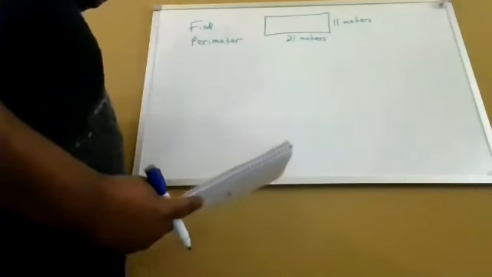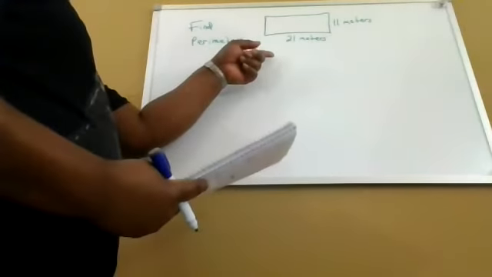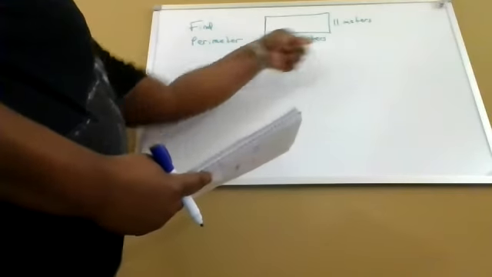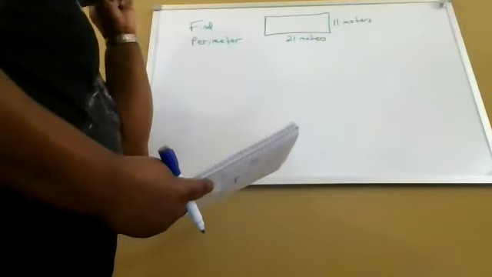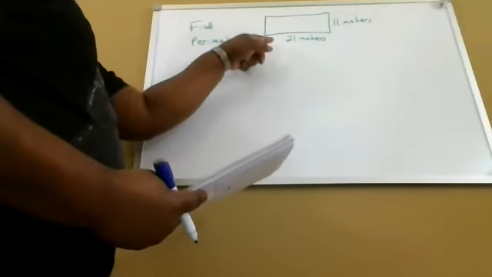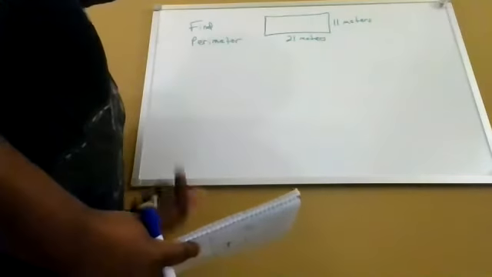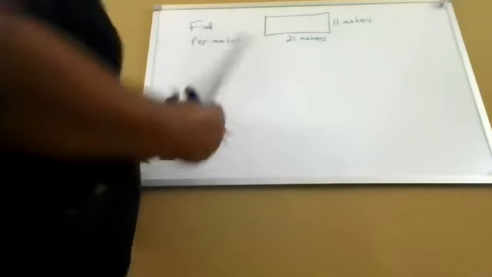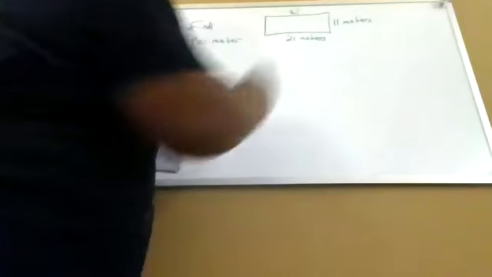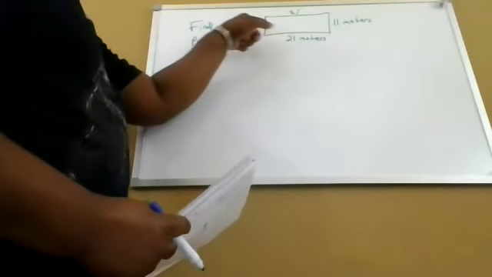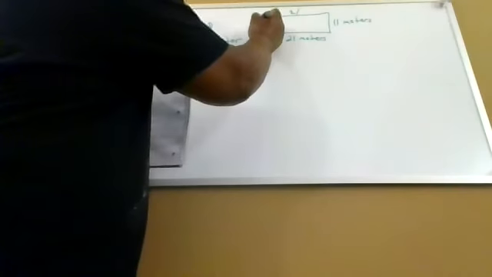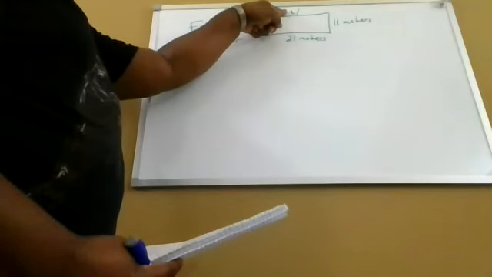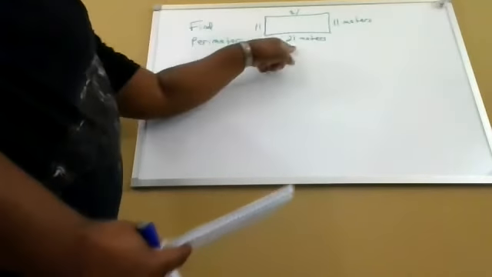I want to find the perimeter of this rectangle, given I have this length of 21 meters and the width of 11 meters. Well, since this is a rectangle, I know that opposite sides are equal. So this side is equal to 21 meters. This side is equal to 21. And if this side is equal to 11, this side is equal to 11. So to find the perimeter, I just add up 11 plus 21 plus 11 plus 21.